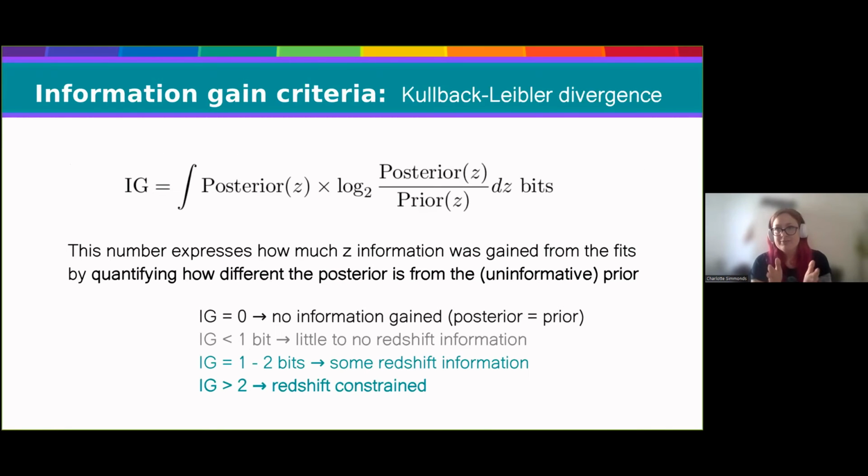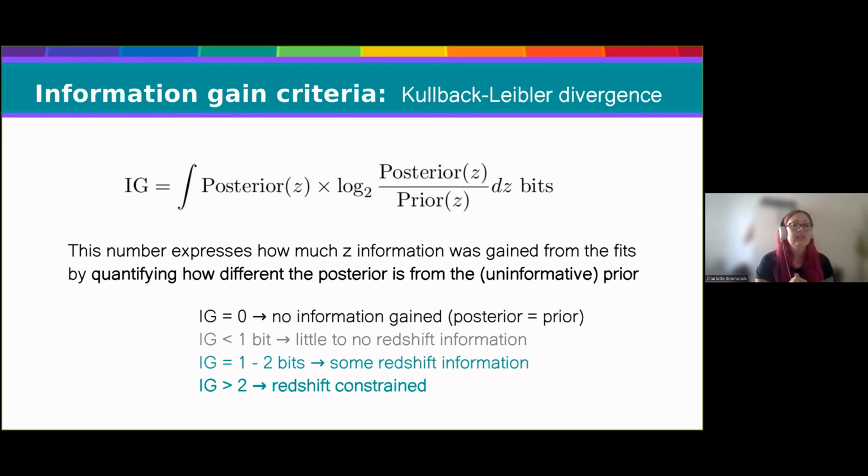The formula is there, but the easy explanation is it's just a way of quantifying how different your posteriors are from your priors. So in our case, we tried to use non-informative priors. So if we got an information gain of 0, it would mean that our posteriors are equal to our priors. So we learned nothing. But as soon as that starts improving a little bit, we get some information.